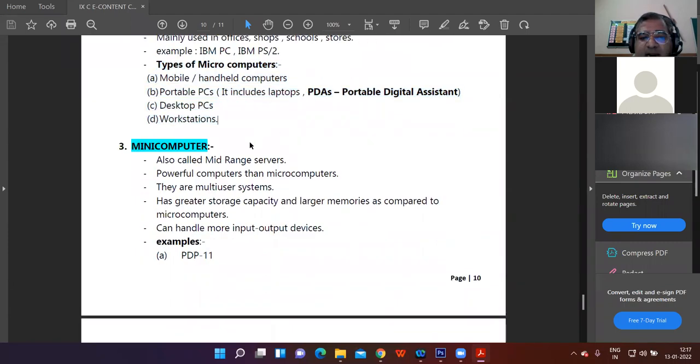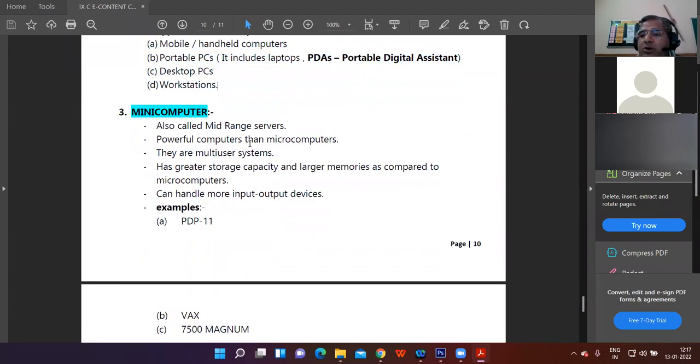Then is minicomputers. Minicomputers are also known by another name, that is called mid-range servers. This is another name of minicomputers. As per the working capacity, minicomputers are more powerful than microcomputers. Microcomputers, as we studied, are single user. Minicomputers are multi-user systems.